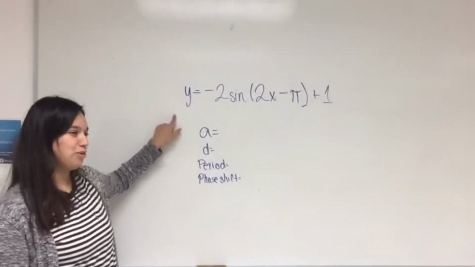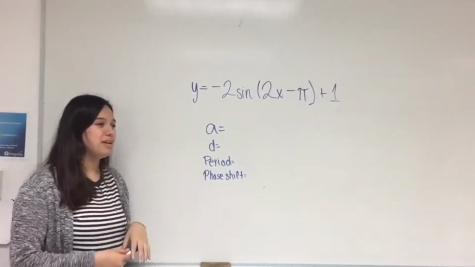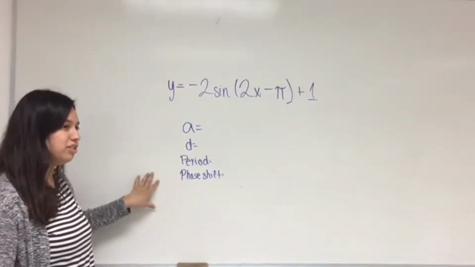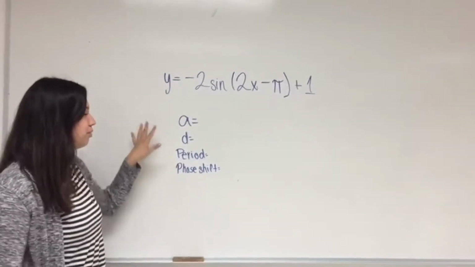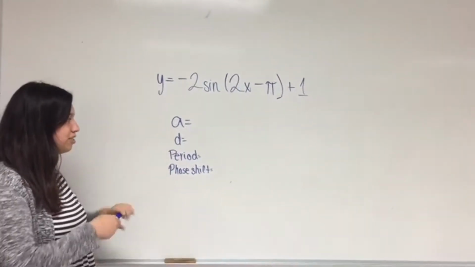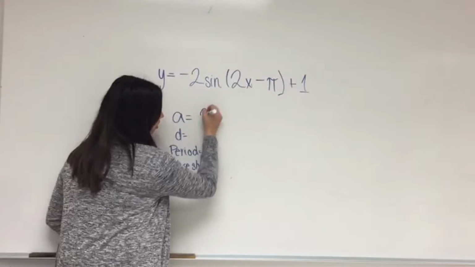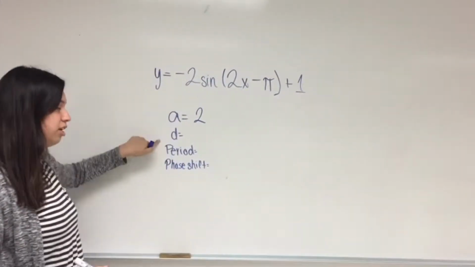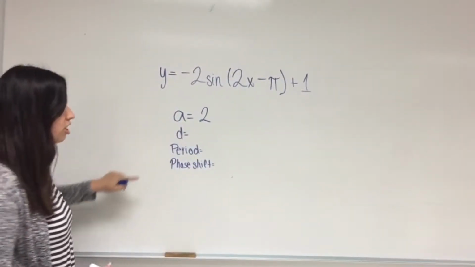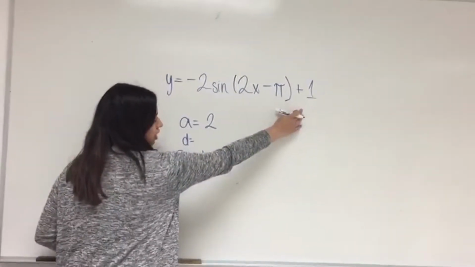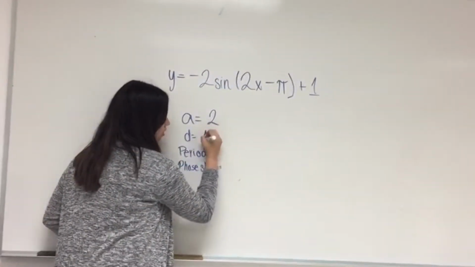Before we graph the following sine function, the first step is to obtain all the data to plot the points. First, we need to take the amplitude, which is 2, then the d, which is the vertical translation, which is the last number of the equation, and it's 1.